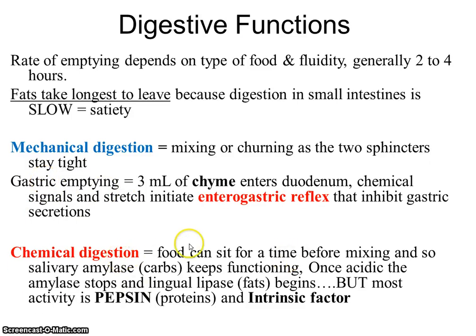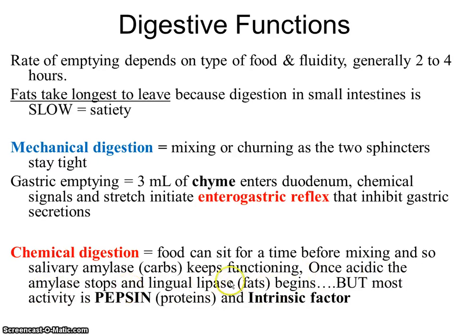Chemical digestion in the stomach is, it sits for a little while before mixing, so that salivary amylase that was effective for carbohydrates functions a little bit longer. But once the chyme becomes acidic, when we get enough of the parietal cells making hydrochloric acid, amylase is destroyed and lingual lipase will begin.